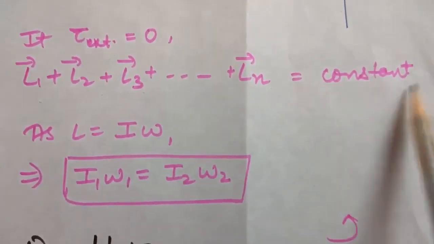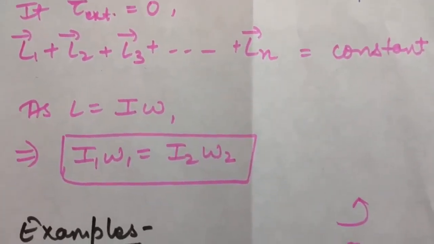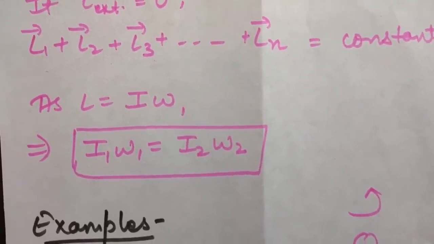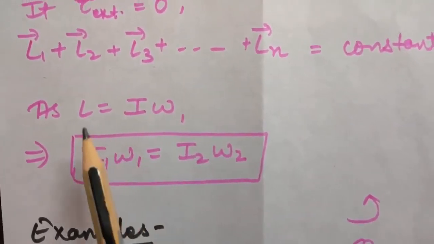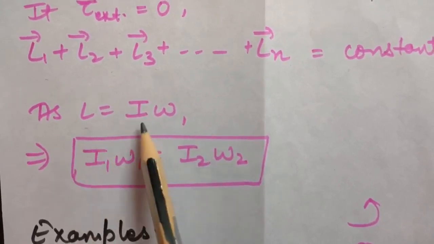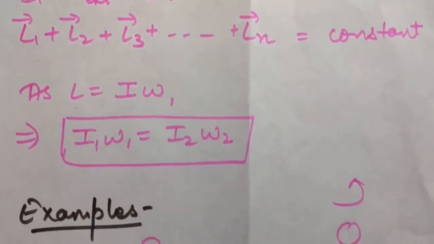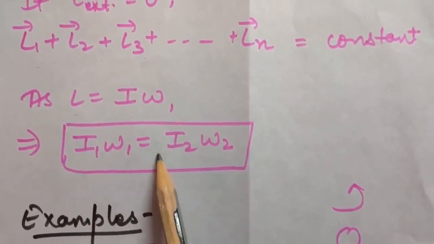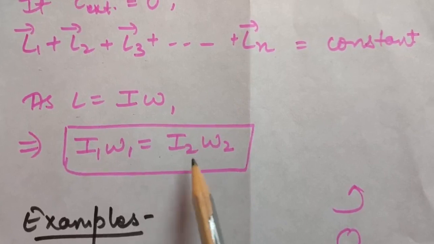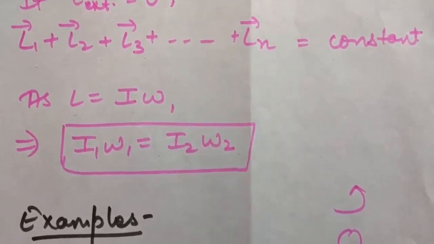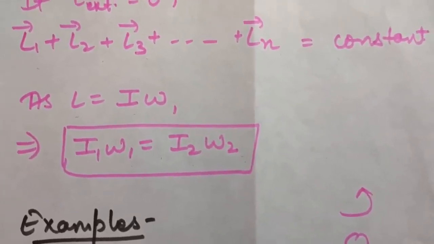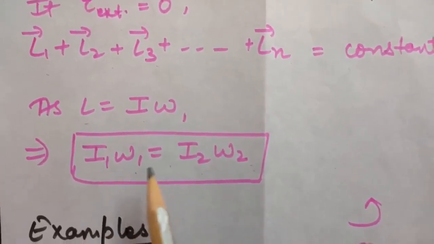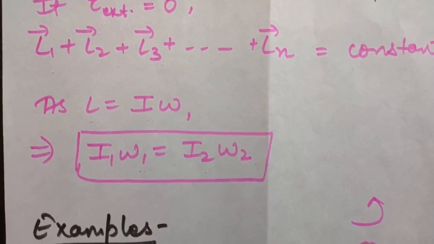By total angular momentum you mean L1 plus L2 plus L3 up to Ln will remain constant. Now suppose I am talking about two particles only, that means total angular momentum of those particles will also remain constant, and we have just calculated a relation L is equal to I omega. That is, we can say if the angular momentum is conserved, then I1 omega1 will remain equal to I2 omega2. So if in any question you are given that angular momentum remains conserved, then you can use this relation, that is I1 omega1 should be equal to I2 omega2.